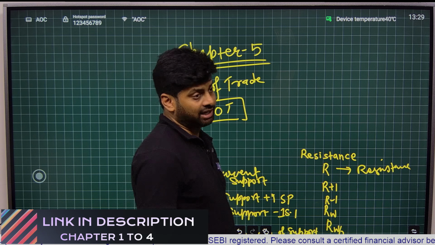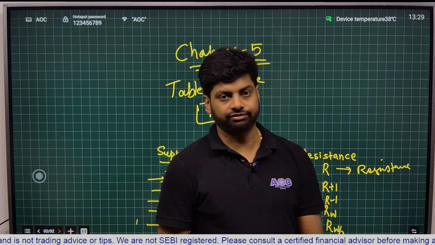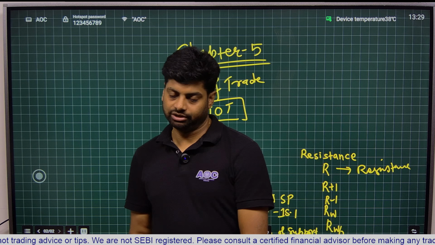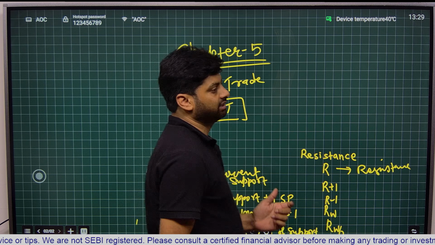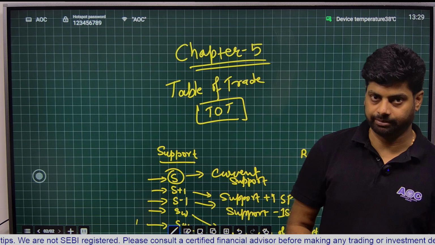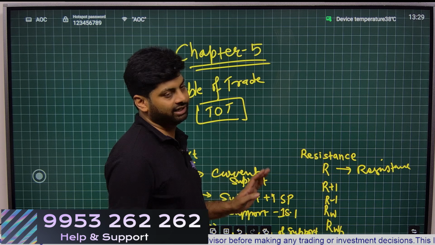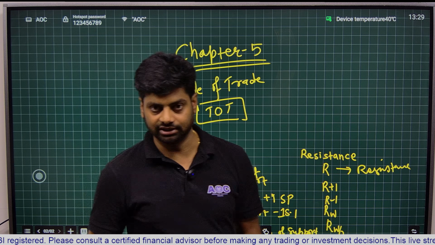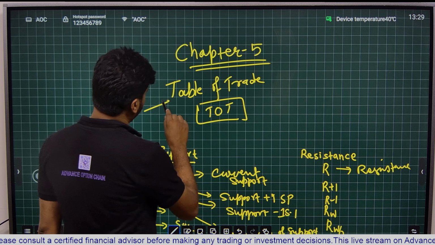For learning this chapter there is a requirement of chapters 3 and 4. So if you haven't watched chapter 3 and 4, please go and watch them first, then continue with chapter 5. The video link will be provided in the description as well as in the pin comment. So now let's start chapter 5, table of trade.